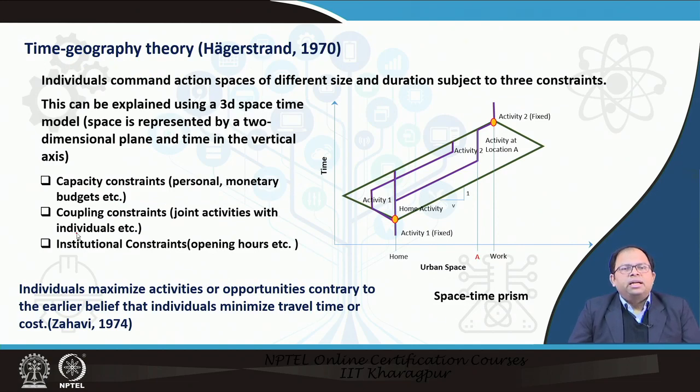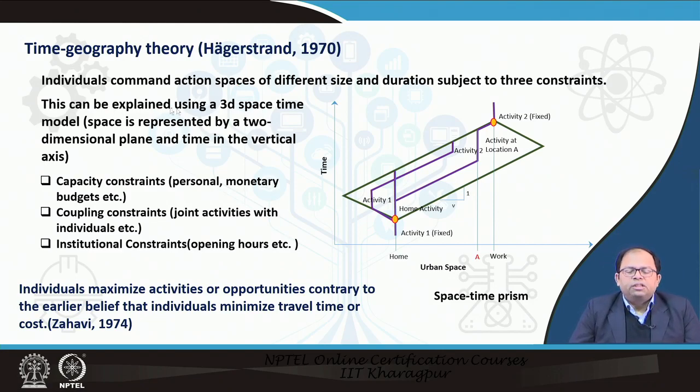So this particular theory was made operational into a form which could actually be used to determine mode choices or route choices in the time geography theory by Hagerstrand in the 1970s, where it says that individuals command action spaces of different size and duration subject to 3 constraints. That means one family or a particular individual has a particular action space. Action space is basically their activity pattern, their time schedule, all these things included.